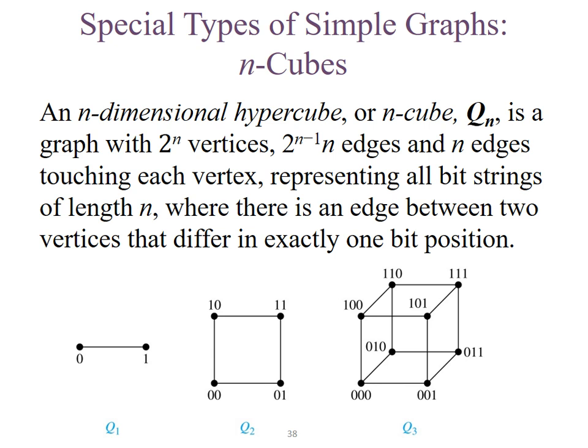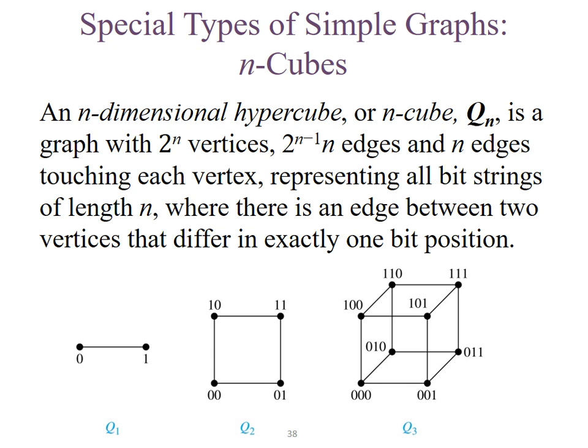Okay, so actually you can expand this graph. For example, when we have Q1, then you can double Q1. For example, you have first Q1, second Q1 here. And then you connect the corresponding vertices to form Q2. And then for Q3, you can use first Q2 here.